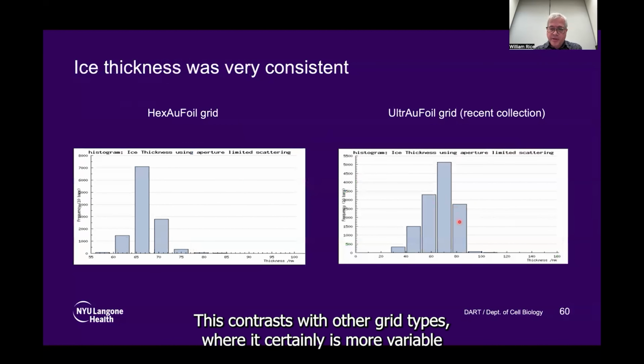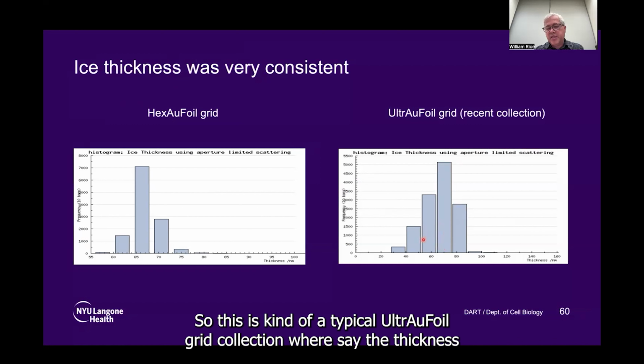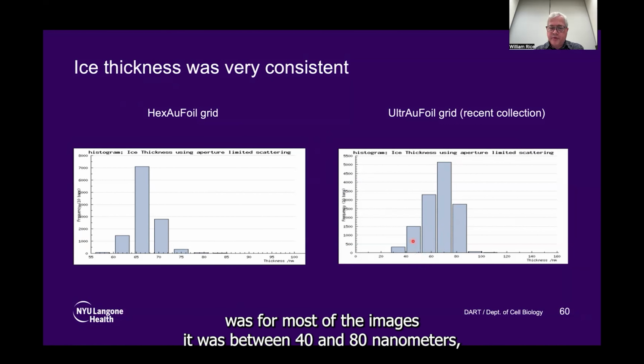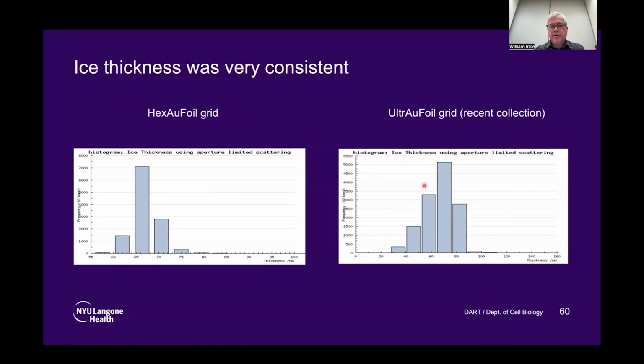This contrasts with other grid types where it is certainly more variable, because there tends to be more of a gradient of thickness. Plus, within the hole there may be a gradient of thickness. So this is a typical UltrAuFoil grid collection, where the thickness for most of the images was between 40 and 80 nanometers, with a hard cutoff at around 90 to 100 nanometers.